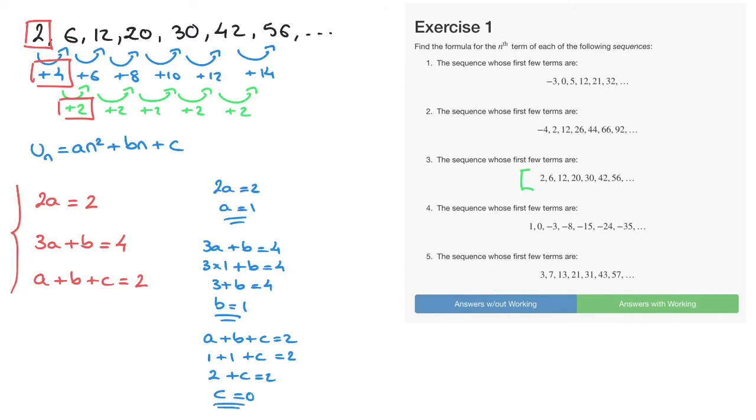We now have all our coefficients, and we can go ahead and write the formula for the nth term. That would be u n equals 1n squared, we just write n squared, plus 1 times n, so we just write plus n, plus 0, which we don't bother writing. So that's the formula for this sequence.